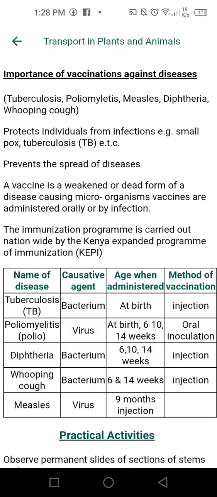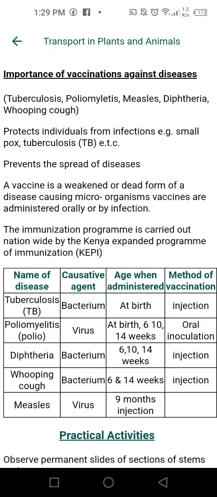Name of disease, causative agent, age when administered, and method of vaccination. Tuberculosis, TB, bacterium, at birth, injection. Poliomyelitis, polio, virus, at birth and 6, 10, 14 weeks, oral inoculation. Diphtheria, bacterium, 6, 10, 14 weeks, injection. Whooping cough, bacterium, 6 and 14 weeks, injection. Measles, virus, 9 months, injection.